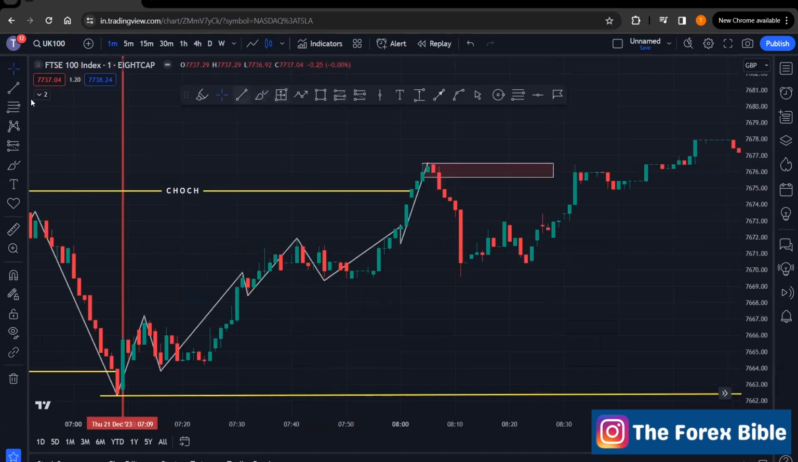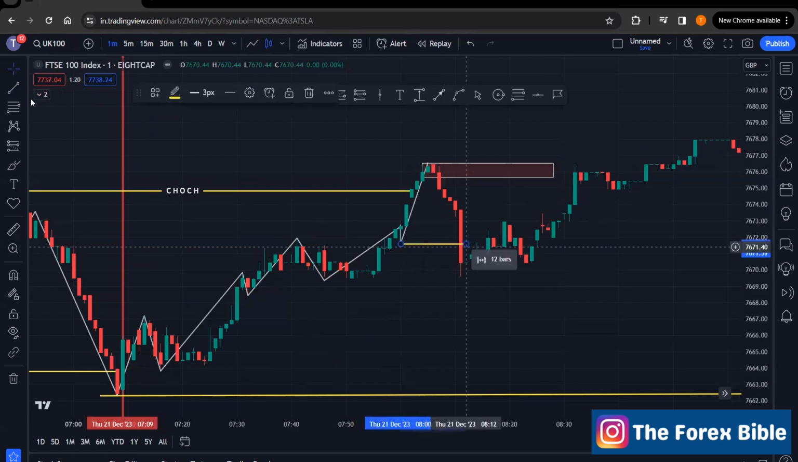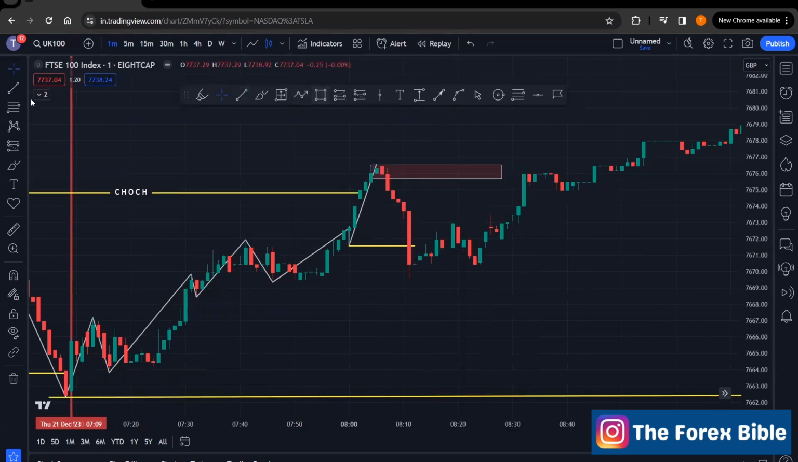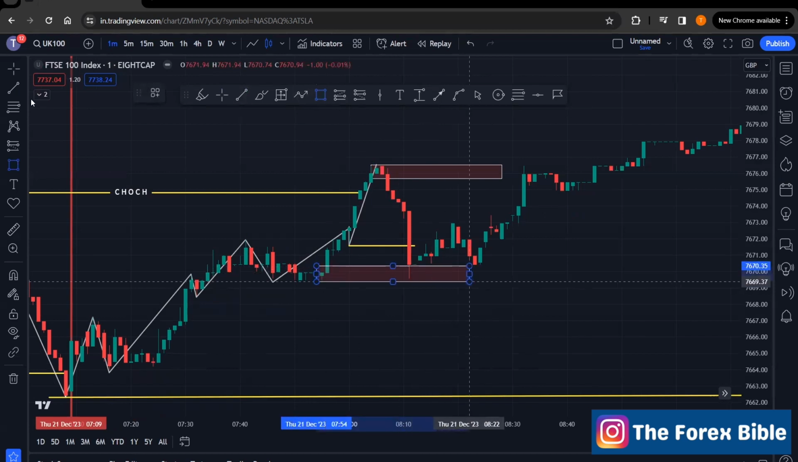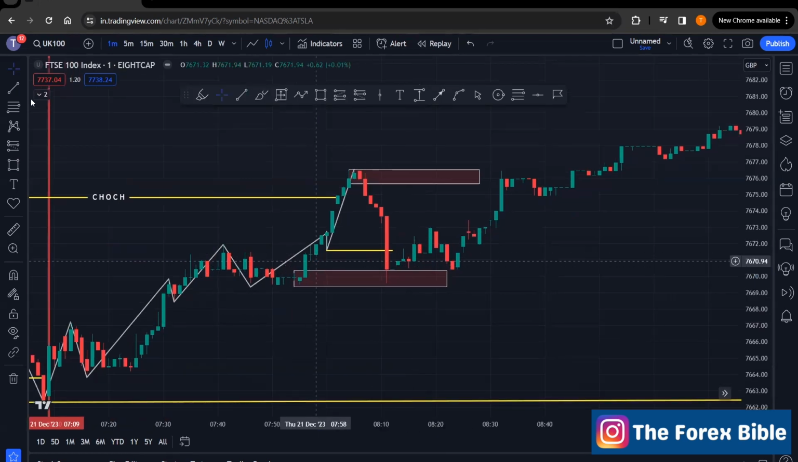So after taking out this major liquidity over here, what happened? Price basically started reversing from this order block. This is the major premium order block. As you can see, this is the first order block, and it has a proper imbalance as well.